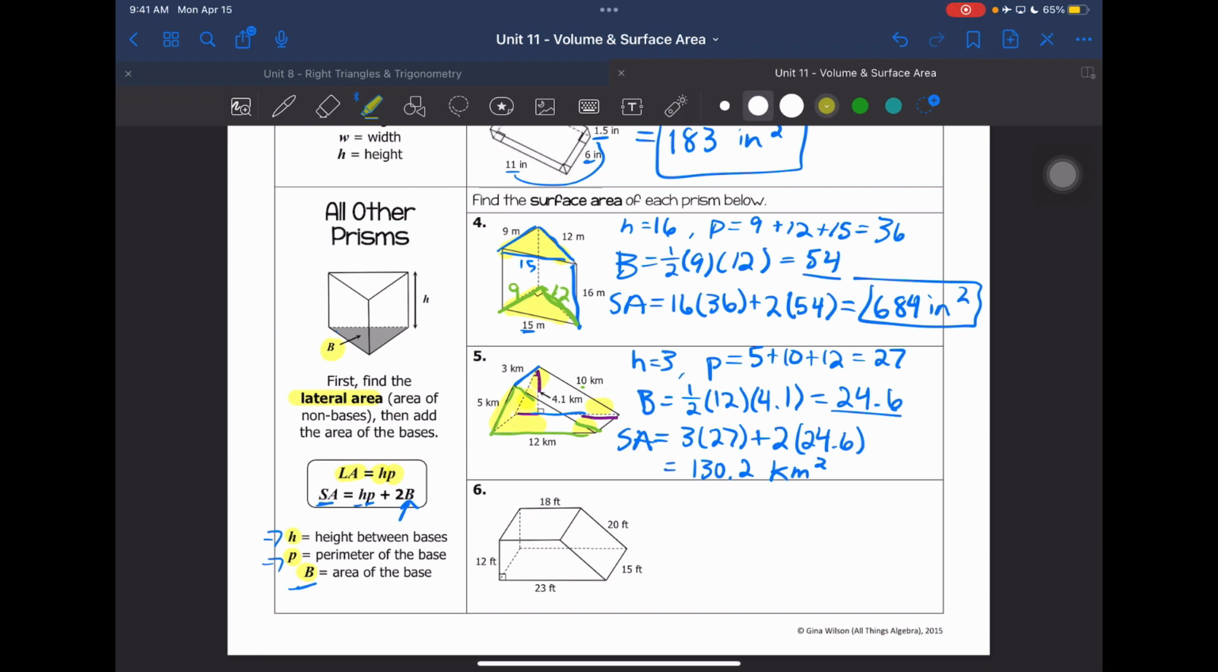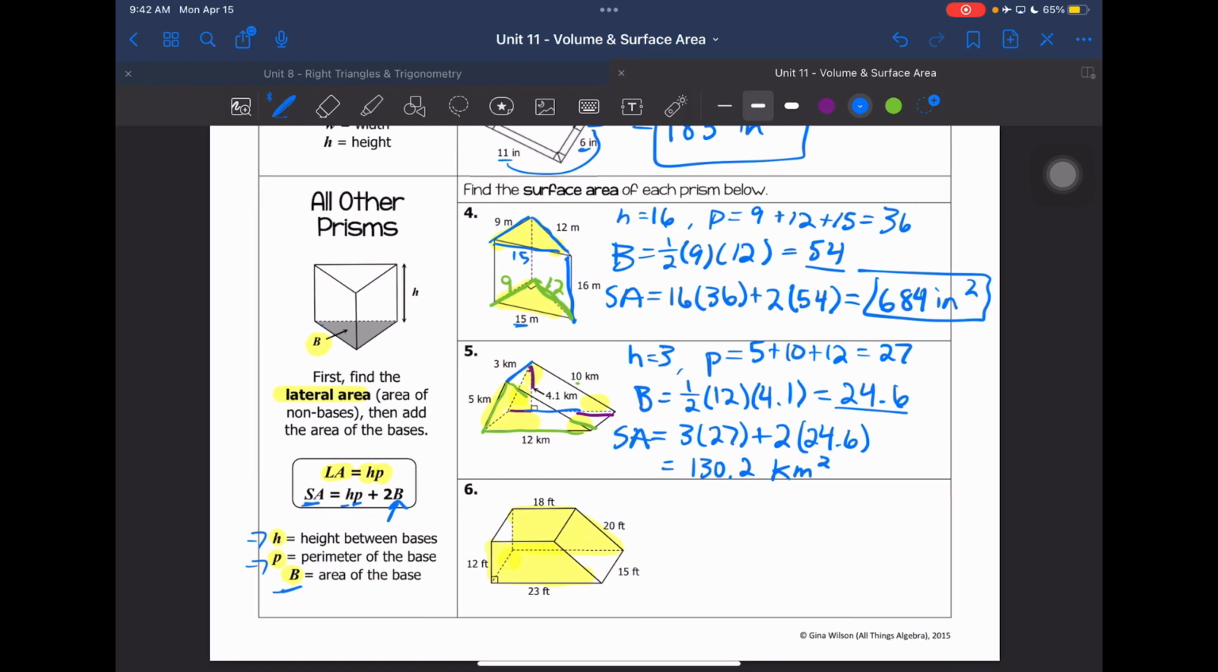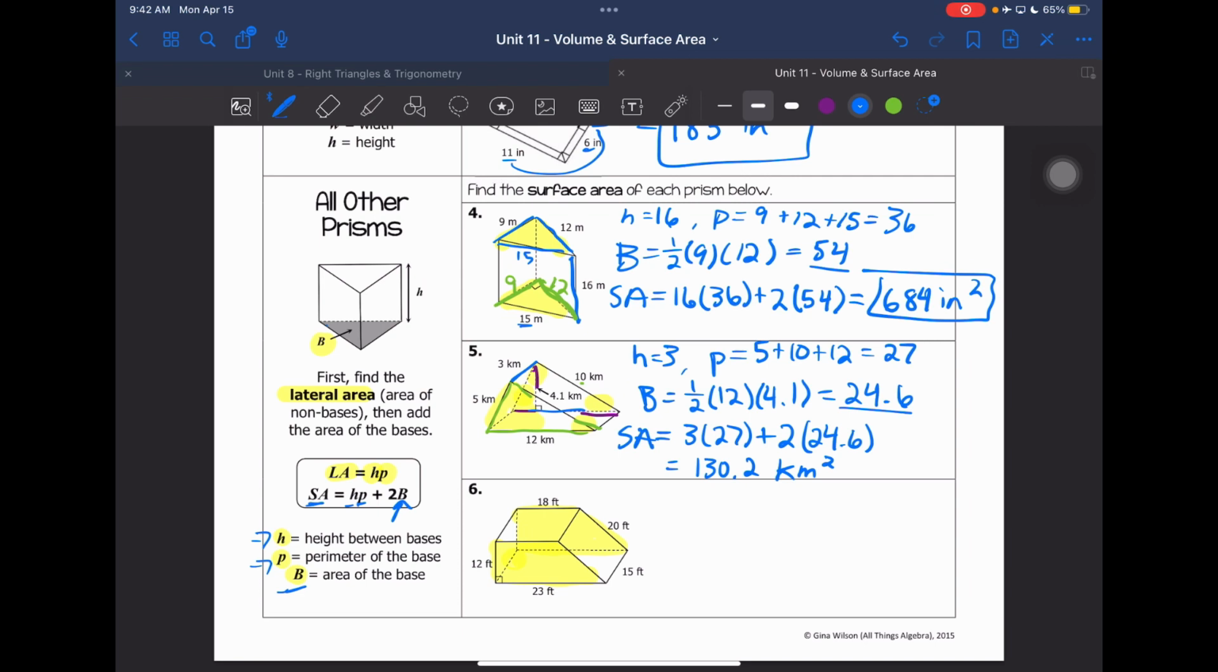Okay, and then let's look at number 6. So number 6 is still a prism, and depending on what our bases are, will tell us what kind of prism we have. These would be our bases, and that shape is a trapezoid. So we're dealing with a trapezoidal prism, and that means that we're going to have to use the formula for area of a trapezoid at some point.